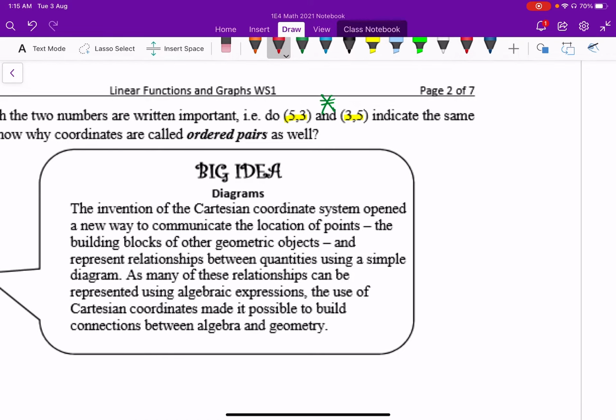Cartesian coordinates were invented for us to communicate location. So it's basically the idea of looking at things with a diagram, a geometrical relationship using blocks. It's important for us to learn it.